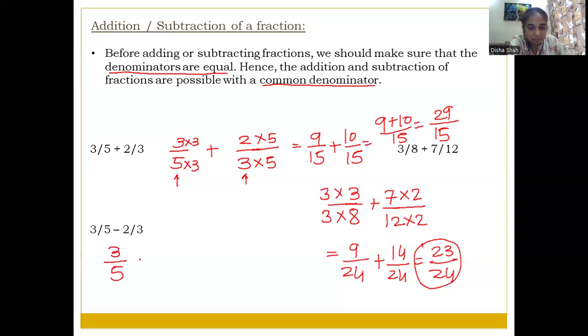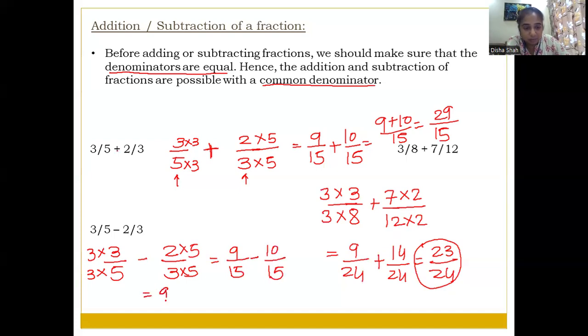3 by 5 minus 2 by 3. ठीक है, यहाँ पर प्लस था तो हमने यहाँ प्लस लिखा था, यहाँ माइनस है तो माइनस लिखेंगे. तो 5 and 3 को we will make the denominator as 15. तो 3 से मल्टीप्लाई, 3 से मल्टीप्लाई, multiply by 5, multiply by 5. This is nothing but 9 upon 15 minus 10 upon 15. That is equal to 9 minus 10 upon 15. That is equal to minus 1 by 15. So answer is minus 1 by 15.